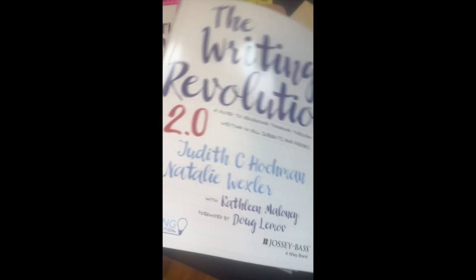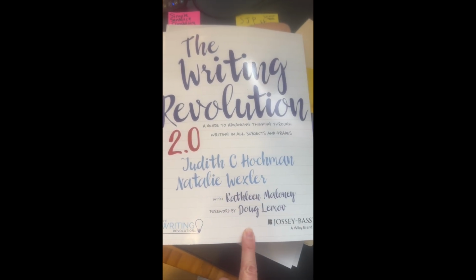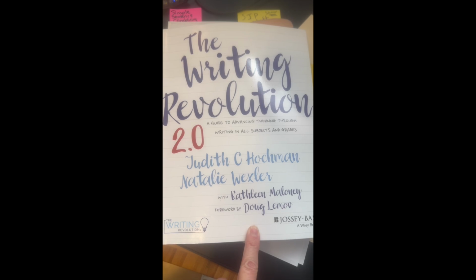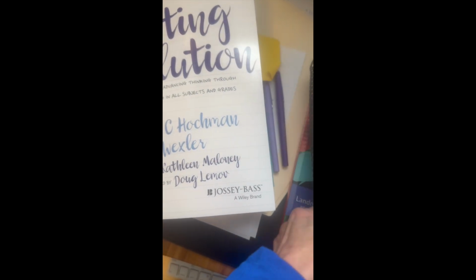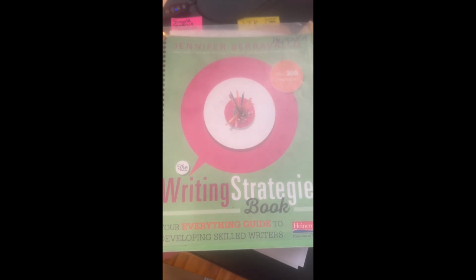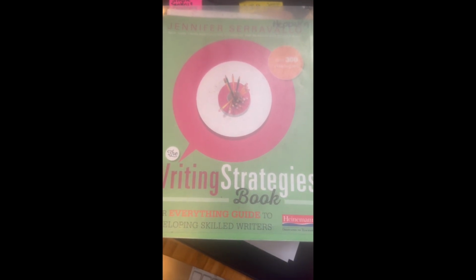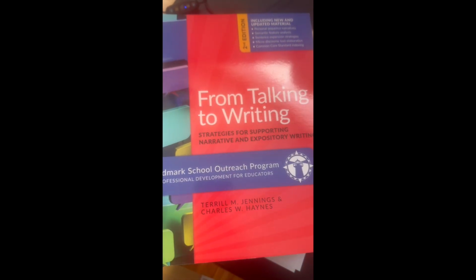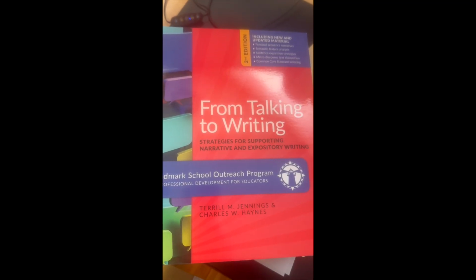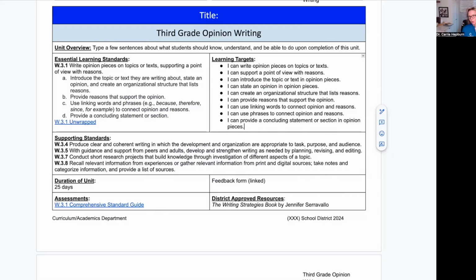Another book that we're using is The Writing Revolution. So we love this book. We use this a lot too to help with explicit writing strategies. And then we're pulling from one of our favorites, the Writing Strategies book from Jennifer Serravallo, another oldie but goodie, and then we'll be pulling from Talking to Writing for this particular unit as well. Let's quickly see how all of this comes to life.